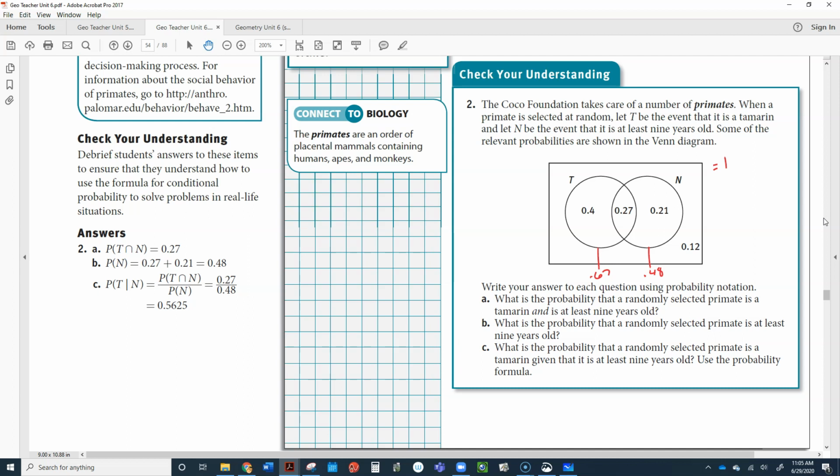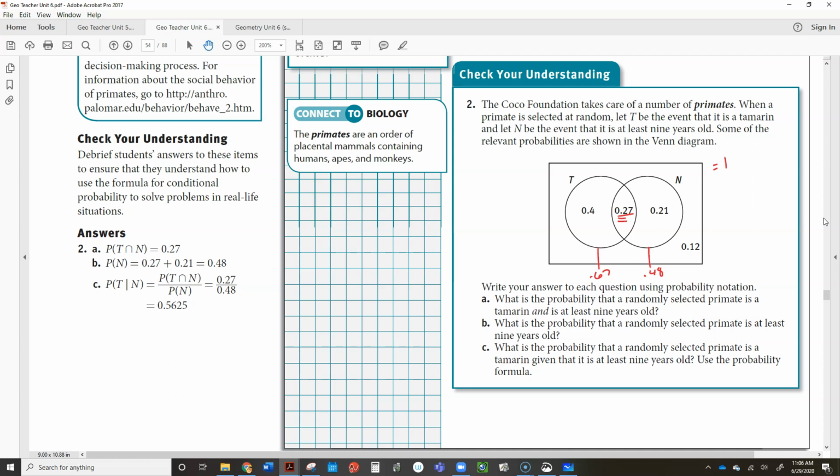Okay, so write the probability of, this is not tortoise. What was this? Temerian? I don't know what that is. It's an animal, I guess. What is the probability that a randomly selected primate is a Temerian and is at least 9 years old? Oh, and that means 9, not known. I guess I should read the problem. Here's the and part right here. Okay, so there's how you write it using probability notation. The probability of Temerian and at least 9 years old, that's 0.27. You get it right off the Venn diagram.